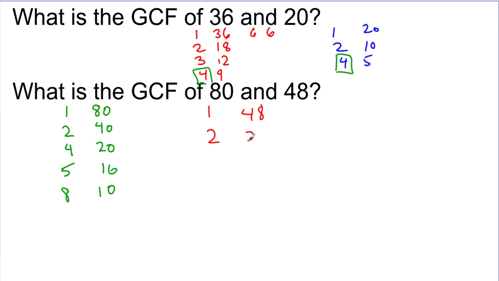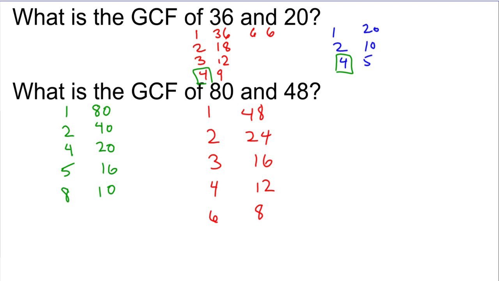2 and 24. 3 does go in. It goes in 16 times. 4 goes in 12 times. 5 does not, because this does not end in a 0 or 5. 6 does. It goes in 8 times. 7 does not. And then my next number on the list is 8, and I've already listed that, and that's how I know I can stop. So these are the lists of all the factors of 80 and 48.